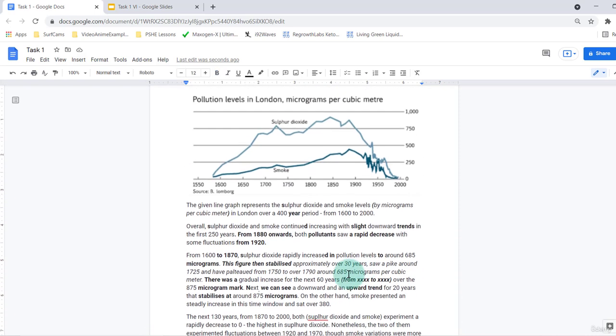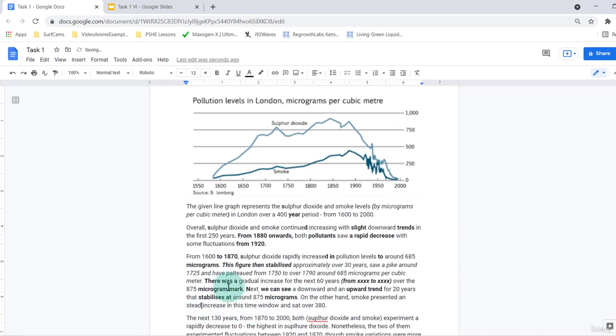On the other hand, smoke presented a steady increase. I'm going to keep presented in there, that works for me. We don't need a steady increase over this time. Time window over this time, and sat at over 380 within the year 1, 2, 3, 4. So again, just signalling really clearly to the examiner what year, what date, when in the data you are reporting.